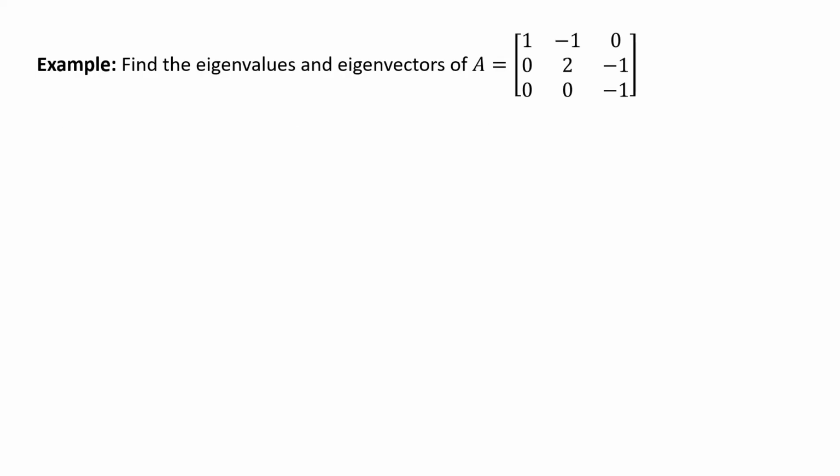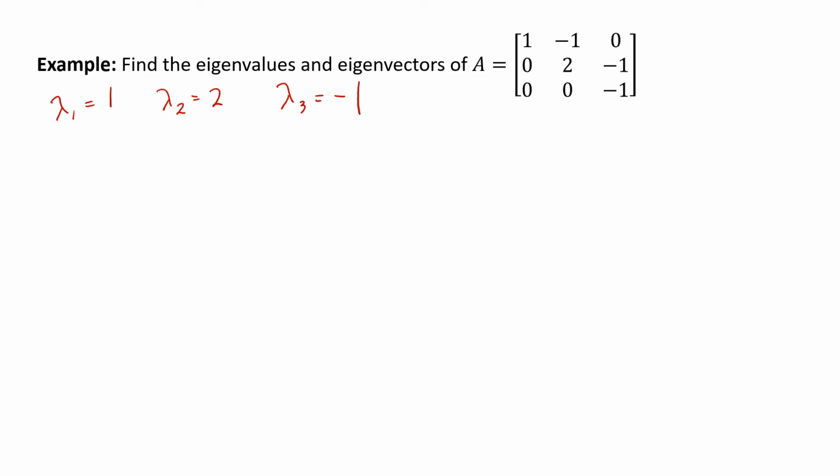So for example, find the eigenvalues and eigenvectors of this. Well, the eigenvalues are easy to find. Lambda 1 is 1, lambda 2 is 2, and lambda 3 is negative 1. Why is that? Using theorem 1, we have a triangular matrix. So we're going to start with the first one.